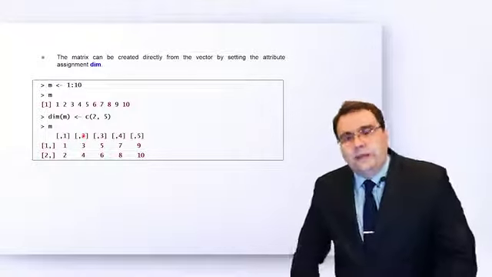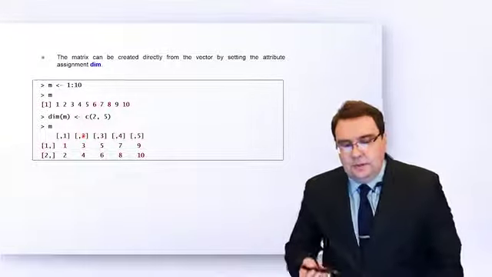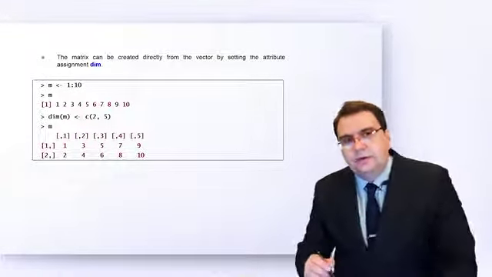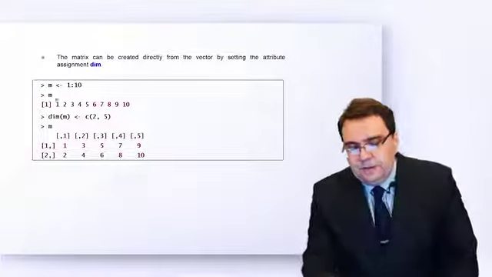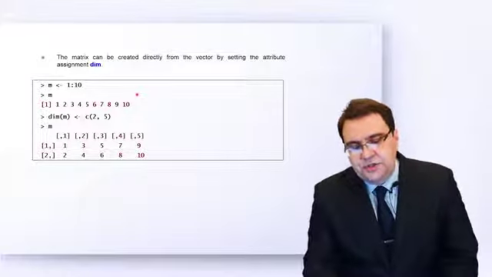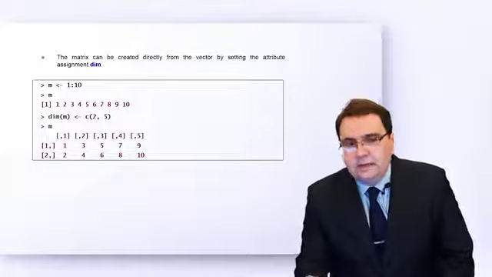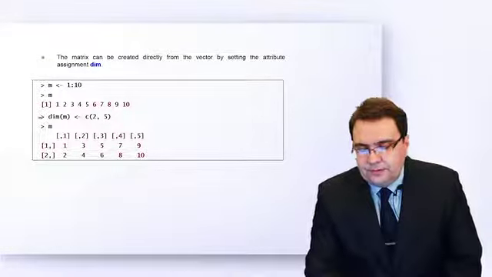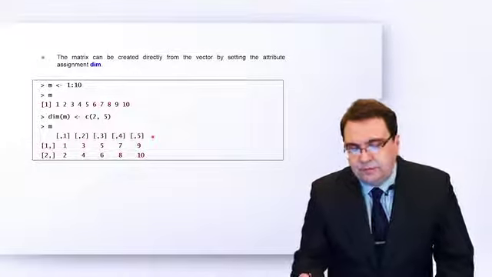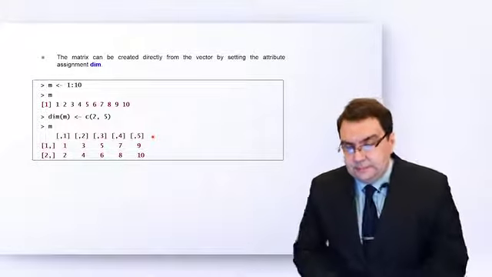Okay, a matrix can be created directly from a vector by setting the attribute assignment dim. So let's assume I created vector M, which contains numbers 1, 2, 3 up to 10. You see here the resulting operation. Then I just change the dimensionality of this vector by assigning with the function c and its arguments 2 and 5. Then it's not anymore a vector, it's a matrix. And then you can see I have a matrix of dimension 2 rows by 5 columns, and my data will be rearranged from vector to data matrix.